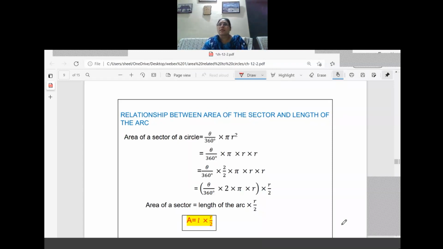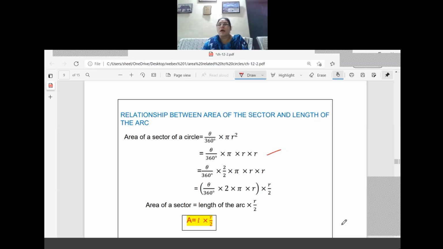Area of the sector formula is theta by 360 into pi r square. Pi r square means, in the next line, we have written pi into r into r. Now we are multiplying and dividing by 2. Why are we using 2? Because 2 pi r is the concept for length of the arc. What is the concept for length of the arc? Circumference. That means 2 pi r should come. So for that purpose, we are multiplying and dividing by 2. So theta by 360 into 2 by 2 into pi into r into r.